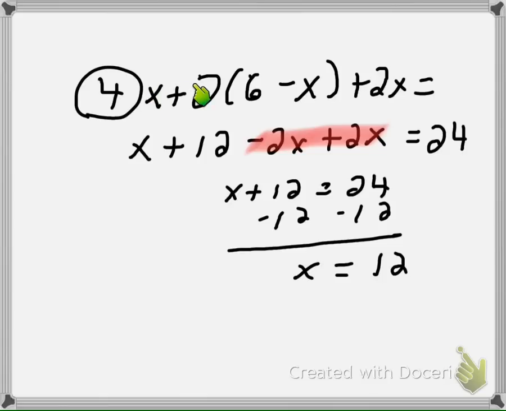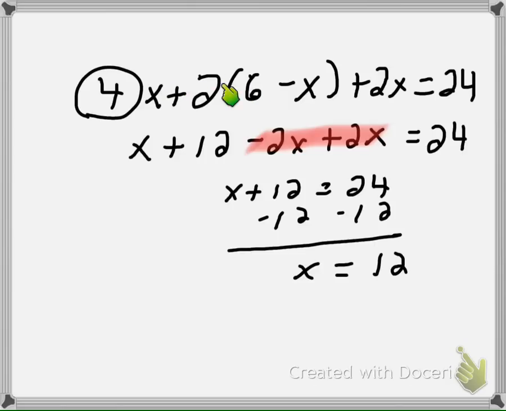x plus 2 times the quantity 6 minus x plus 2x is equal to 24. Make sure you copy down the problem. On this problem, I can see very quickly that I have some simplifying to do because I have parentheses. I also have an x here, and I have an x here, and I have an x here, which means I'm also going to be combining some like terms. First, I have to distribute. You cannot combine your like terms until you've already distributed. Distribute first. Distribute just means to multiply twice.